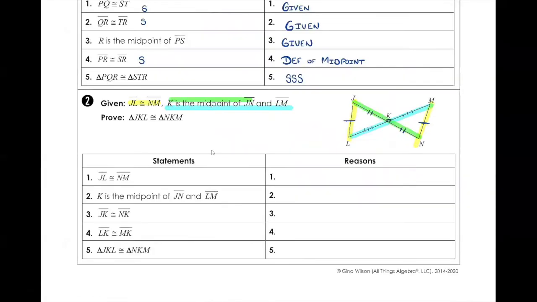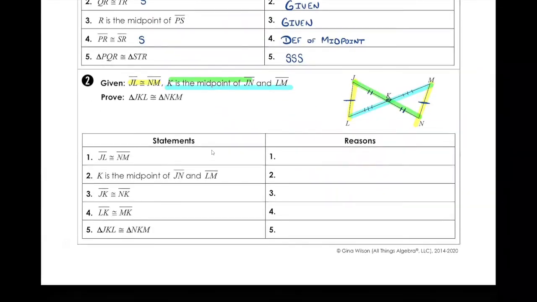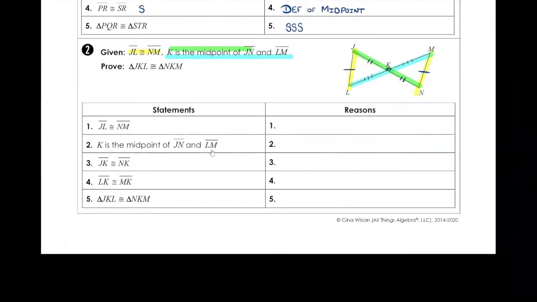So first one, how do we know JL is congruent to NM? Hannah raised her hand. What does that mean? Hannah, what you got? Say it again. Did you need some help? Oh, no, sorry. I didn't mean to raise my hand. I was very confused because I've never seen that before. That was pretty cool. Oh, sorry.